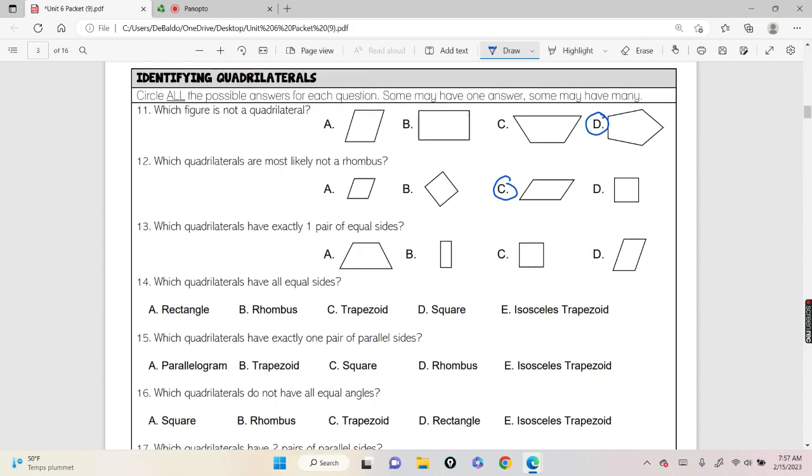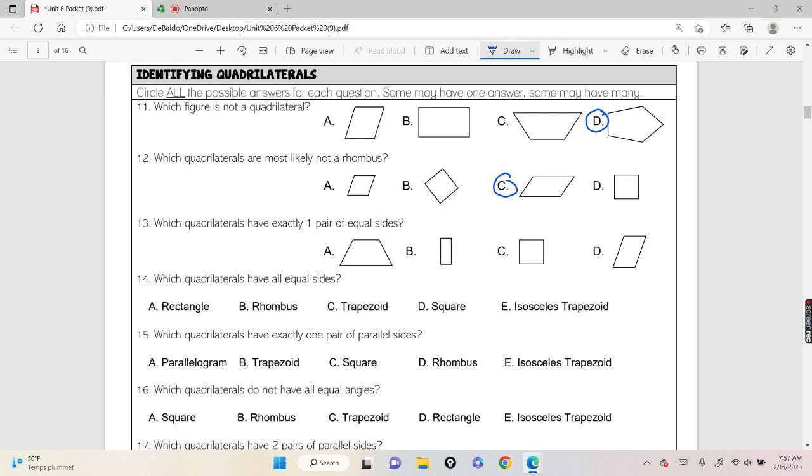Number 13, which quadrilaterals have exactly one pair of equal sides? Well, we know that that's going to be our trapezoid. So out of all of these, the only one that's going to have one pair of equal sides is going to be our A. And you can see here are the side lengths on that figure. All of the other options here have two pairs of equal sides.